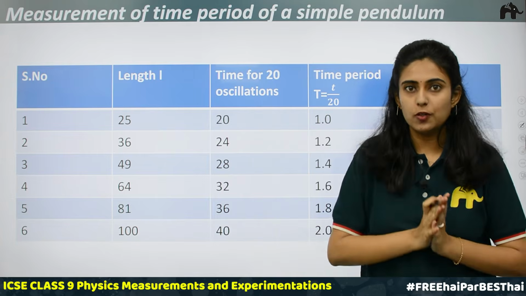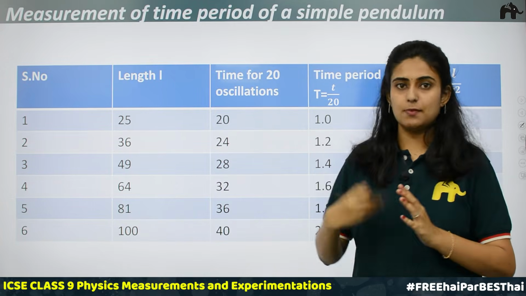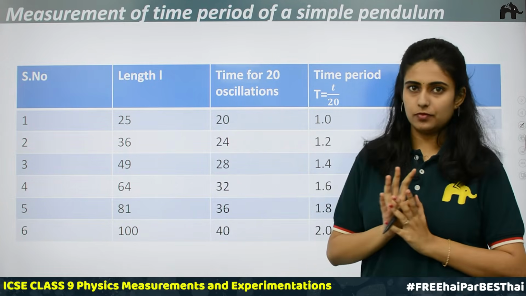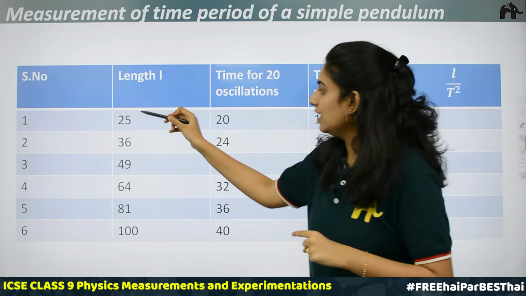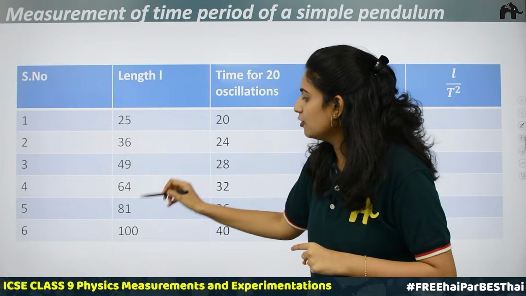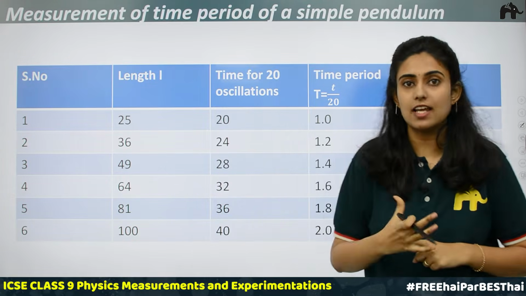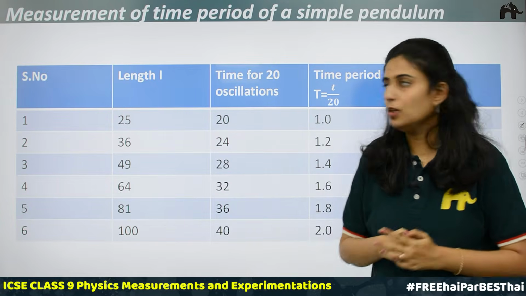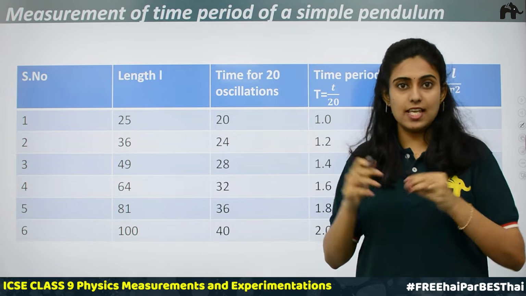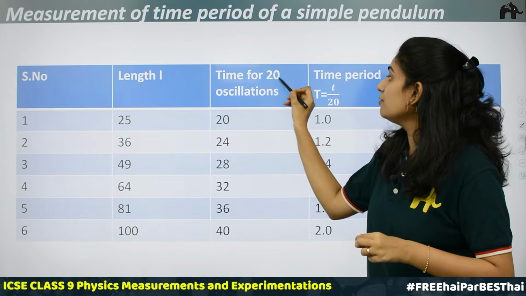In this experiment, we have performed the experiment 6 times and the values are taken. We are changing the length of the string: 25, 36, 49, 64, 81 and 100 are the different lengths that we are taking. For these different lengths, we will be finding the time period. During this experiment, we are taking the time for 20 oscillations.